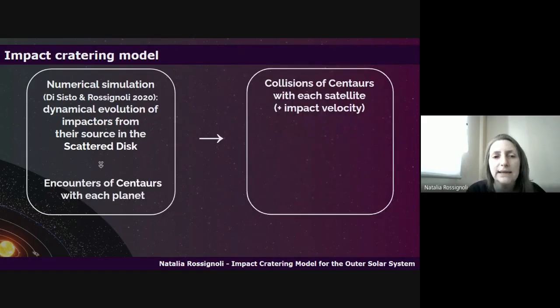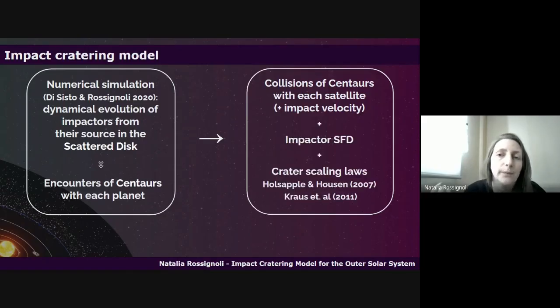So, once they leave the scattered disk in the Trans-Neptunian region, these impactors are called centaurs. So, centaurs are the main impactors in our model. And using a particle-in-a-box approximation, we can obtain the number of collisions of centaurs with each satellite and the impact velocity. So until this point, this work is in agreement with other publications, such as the recent one by David Nesvorny and collaborators from last year. So we think these results are in agreement in general with the published results.